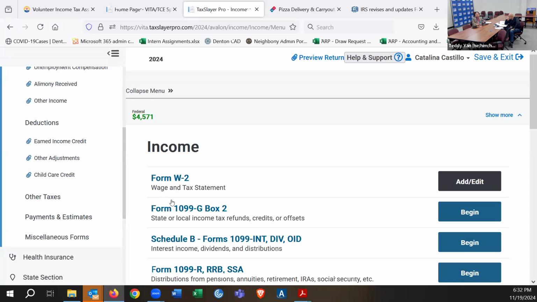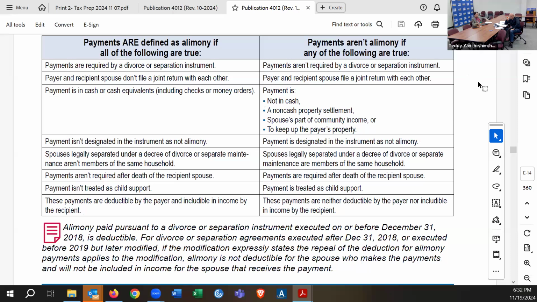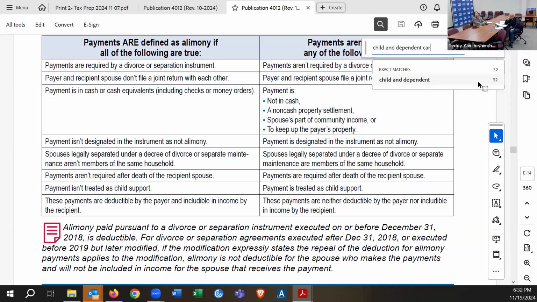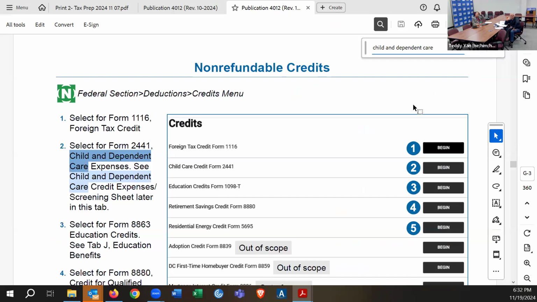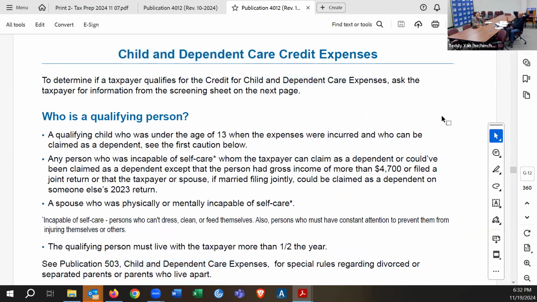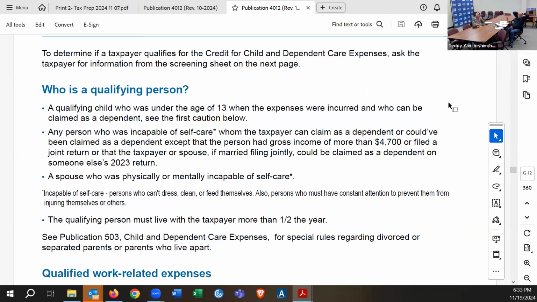First off, there are some criteria to qualify for child and dependent care credit. I'm going to go ahead and look those up just so you can see what they are. So, who is a qualifying person? A qualifying person to qualify you for taking the child and dependent care credit is one of these three things. A qualifying child who is under the age of 13 and who can be claimed as a dependent.